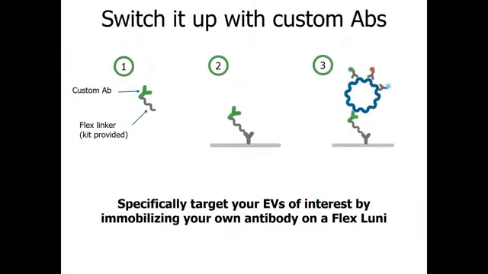How about if you're looking for a really rare EV population? Well, you may want to customize the EV capture step to help enrich for your EVs of interest, rather than just using the standard tetraspanin capture. Leprechaun Flex kits let you customize the Luni capture step from the comfort of your own lab. All you need to do is incubate an antibody against your marker of interest with our kit-provided linker protein, add it to the Luni, and you have custom EV analysis ready to go.